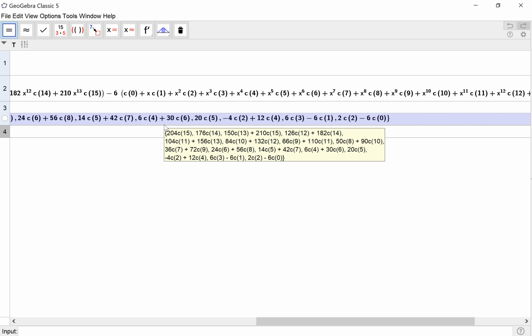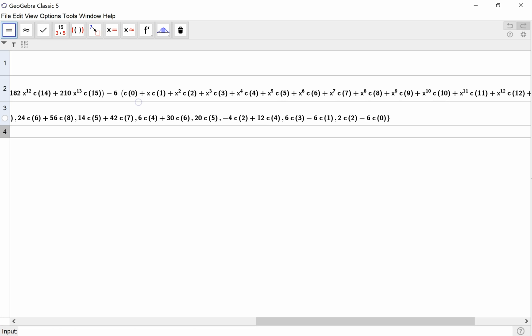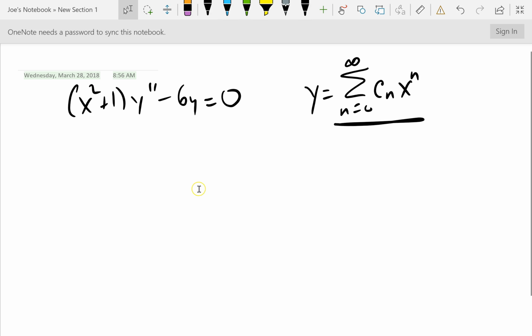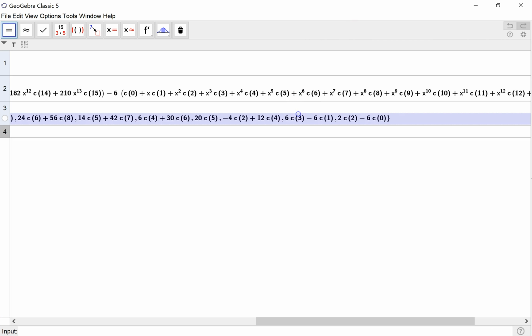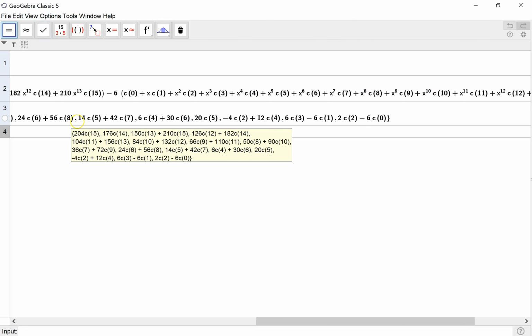Let's see if we can do that easily here. Maybe I can highlight this and copy and paste it so I don't have to switch windows back and forth all the time. Nope, that didn't work. Give this one more try here.